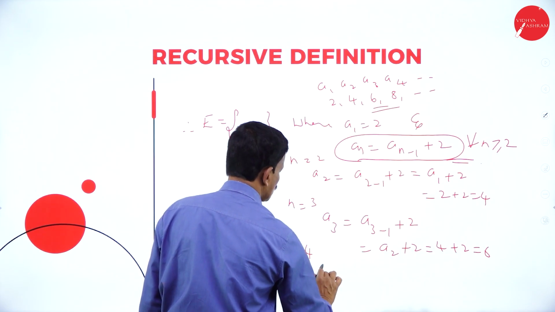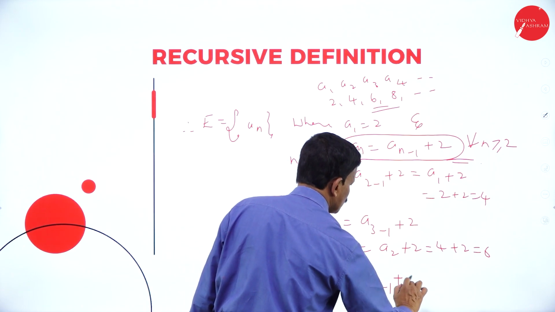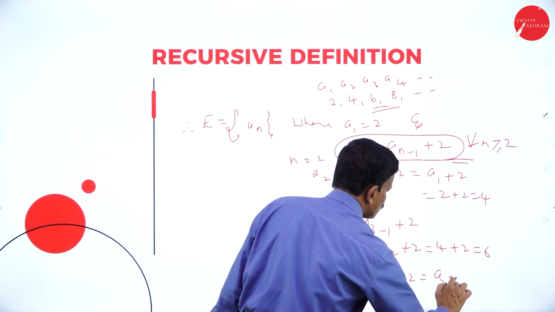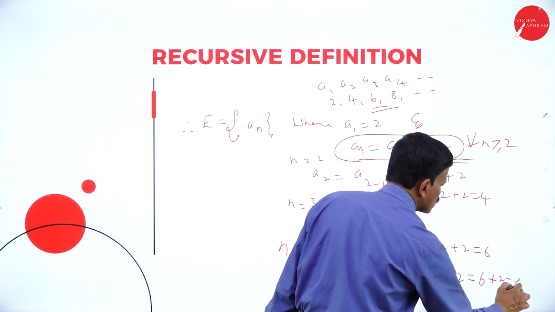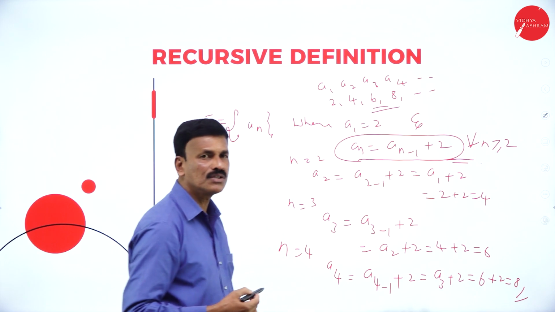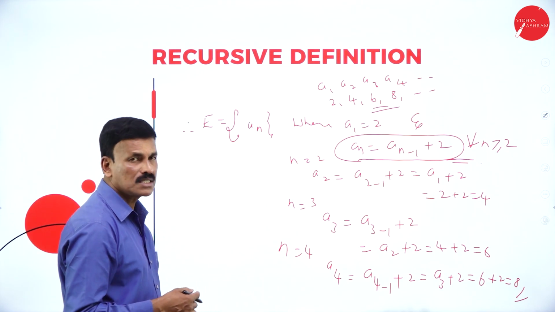Similarly, if you put n is equal to 4, then you will get a4 is equal to a4 minus 1 plus 2, that is a3 plus 2. What is a3? 6 plus 2, that's equal to 8. This is how you are going to get the sequence. So this is called your recursive sequence.